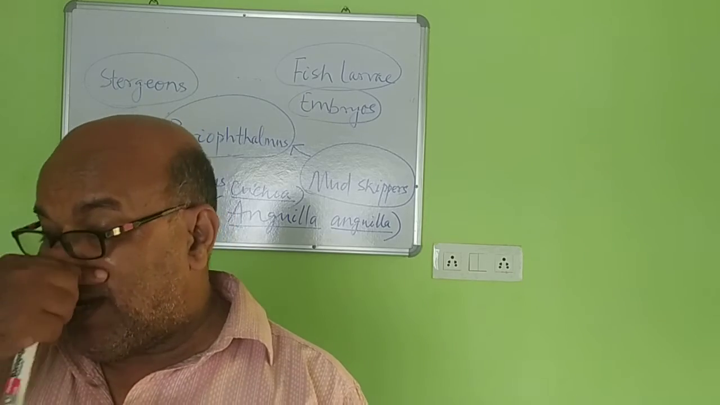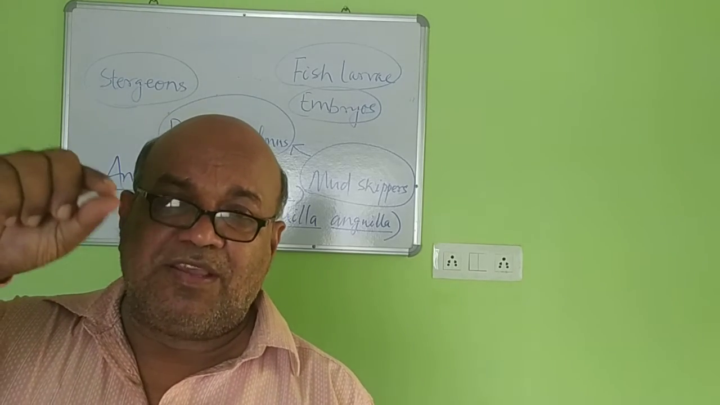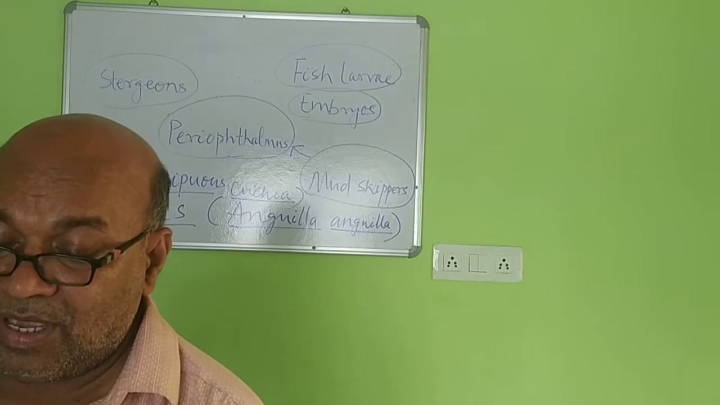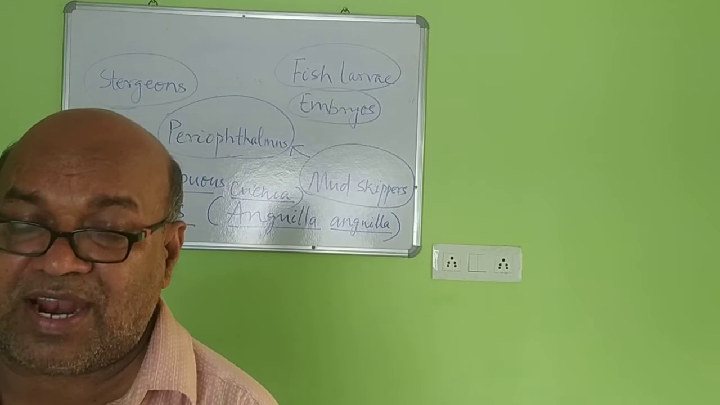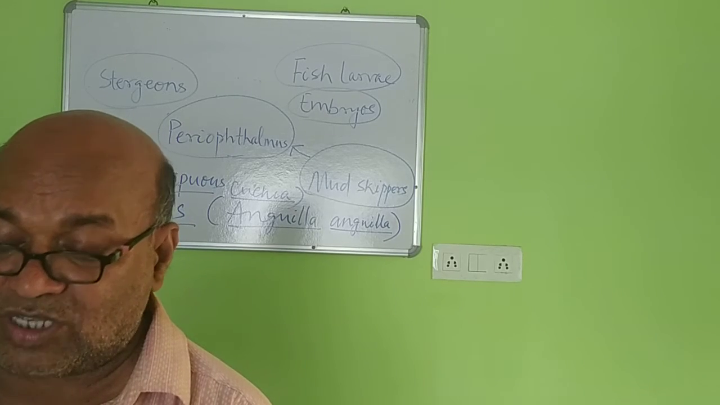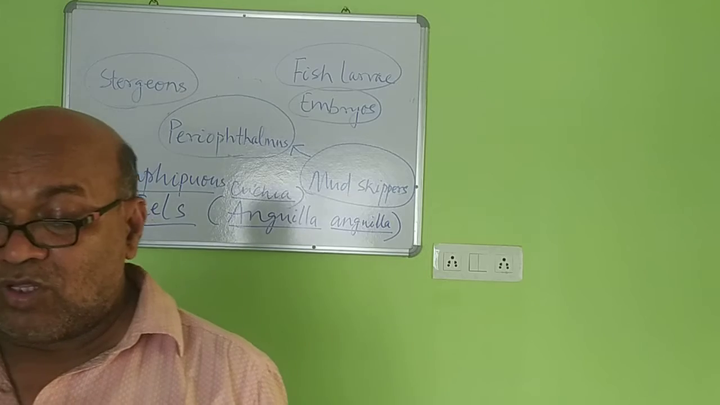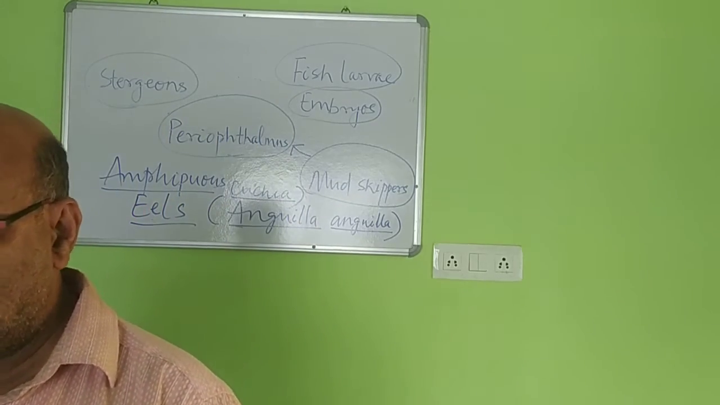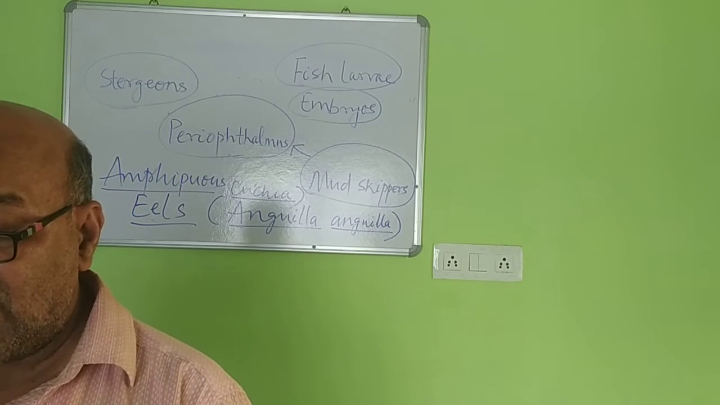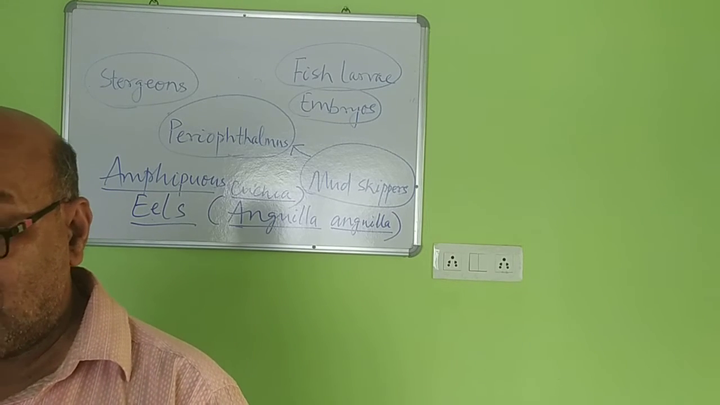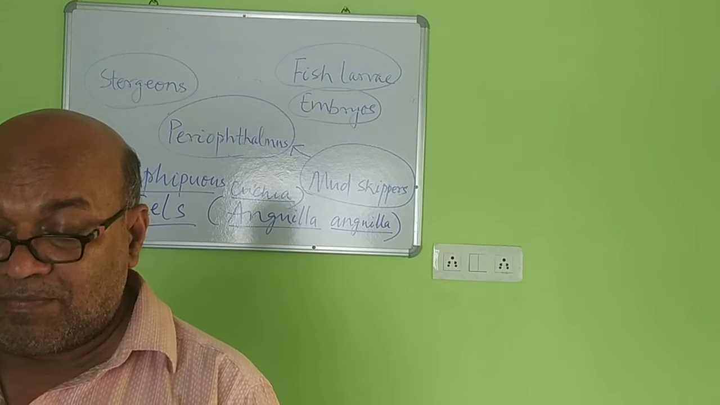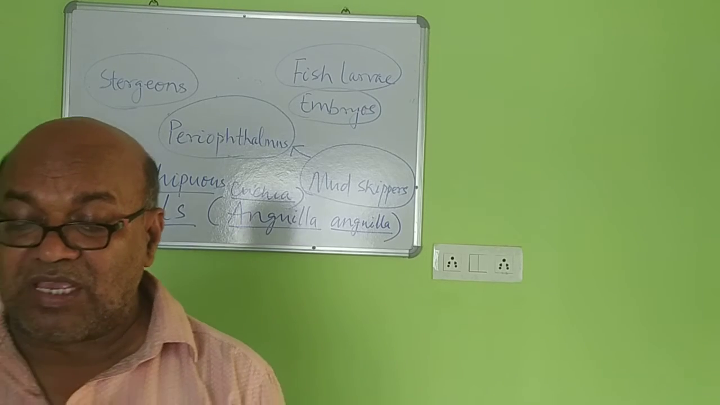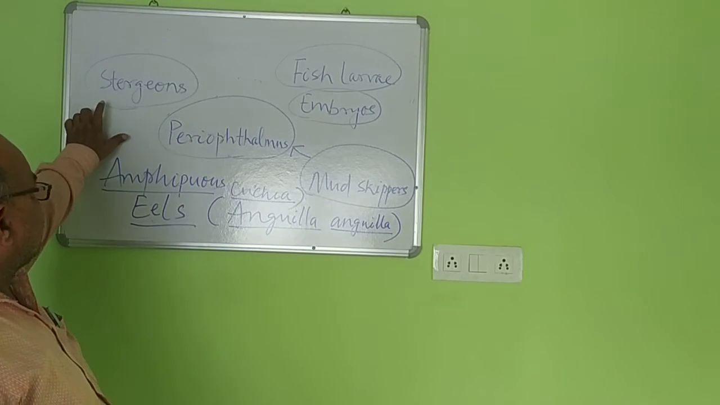The median fin: you find a fin in the body of the fish at the middlemost part of the dorsal side. That is called the median fin. Like that, you also find fins at the midventral position, not only at the dorsal but also in the ventral. These median fins are supplied with numerous vessels that help in cutaneous respiration.